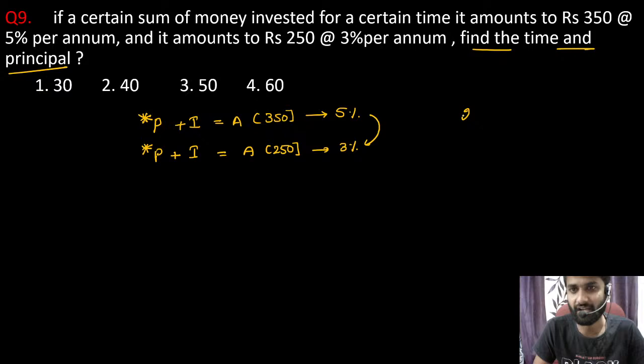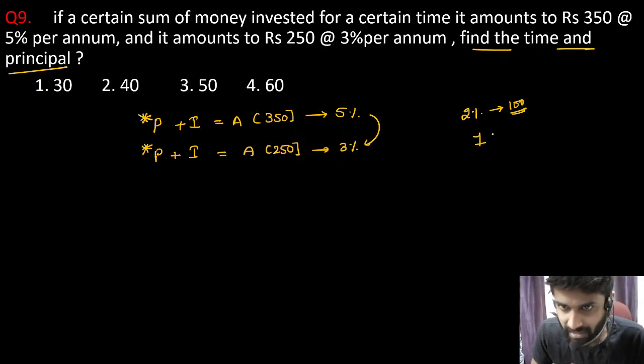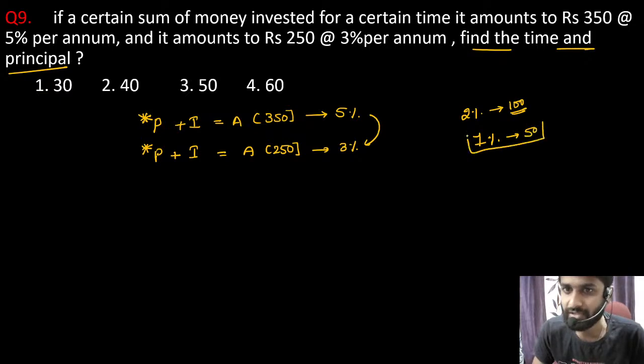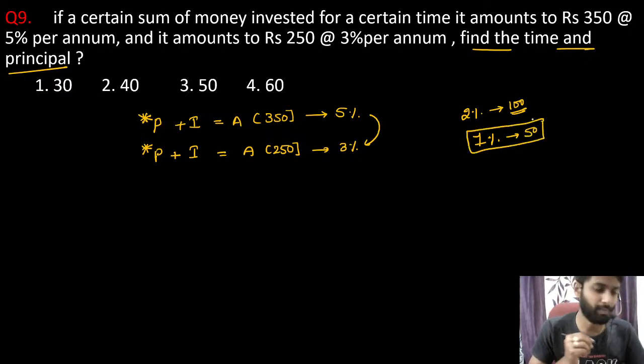Now what is your observation? 2% is exactly equal to 100 rupees. So 1% is exactly equal to 50 rupees. It means for that principal, if the rate of interest is 1%, it earns 50 rupees.